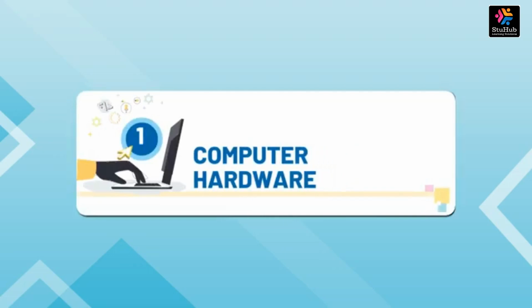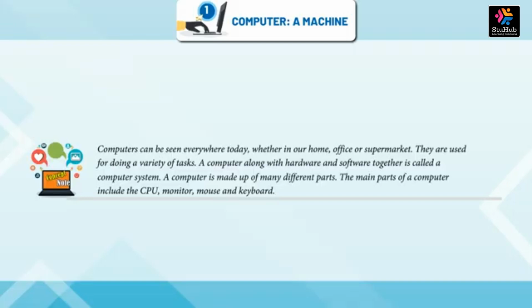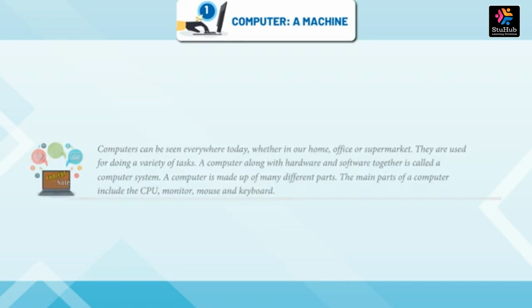Lesson 1. Computer Hardware. Computers can be seen everywhere today, whether in our home, office, or supermarket. They are used for doing a variety of tasks. A computer, along with hardware and software together, is called a computer system. A computer is made up of many different parts. The main parts of a computer include the CPU, monitor, mouse, and keyboard.